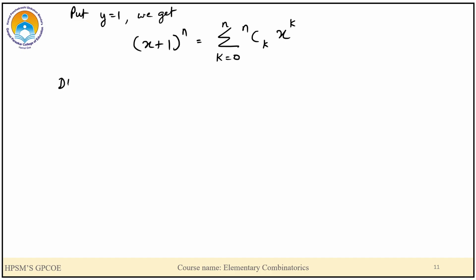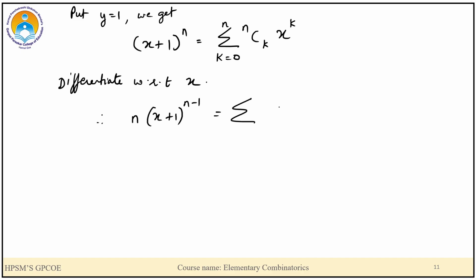Now, differentiate this with respect to x. The right hand side is a finite sum, which means I can quite easily differentiate it. The derivative of the left hand side is n (x plus 1) raised to n minus 1 times 1, using the chain rule. And on the right hand side, I get summation k x raised to k minus 1, but my index this time has to start from 1.